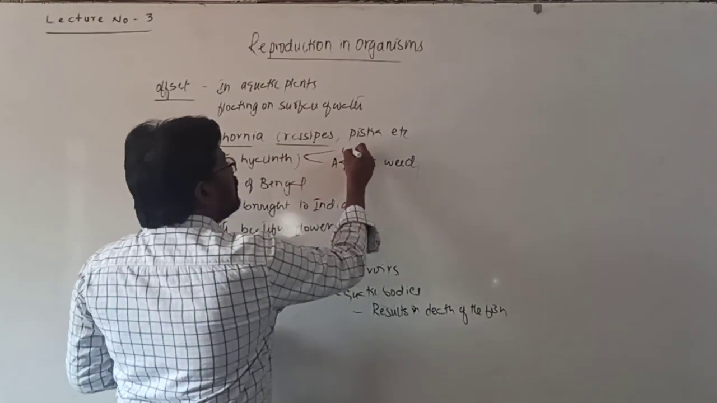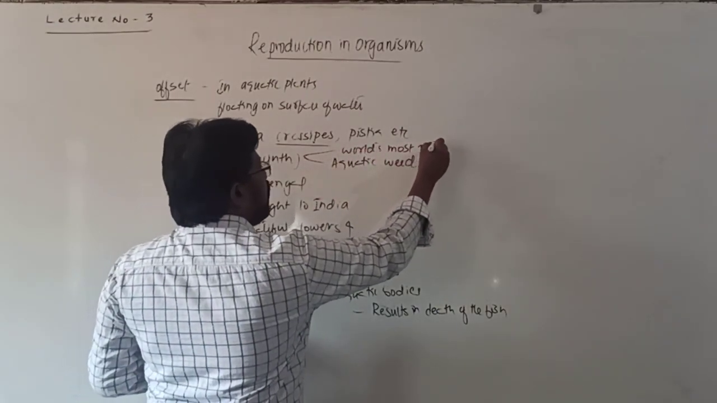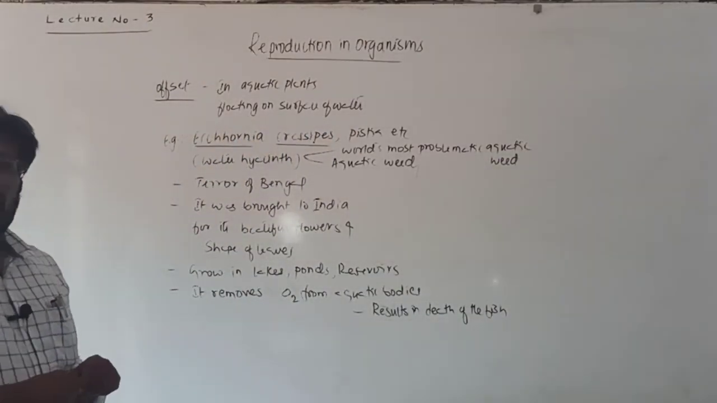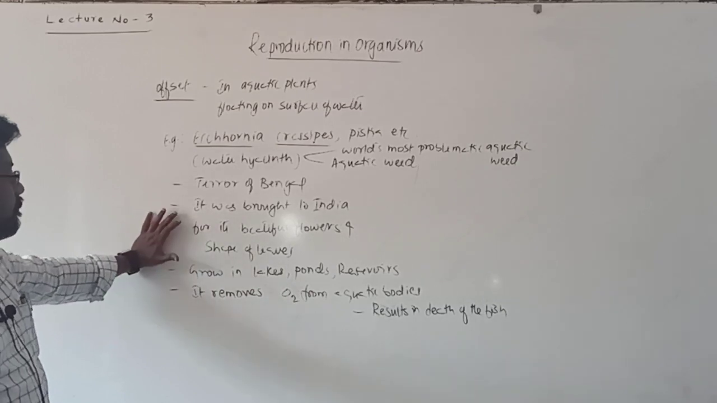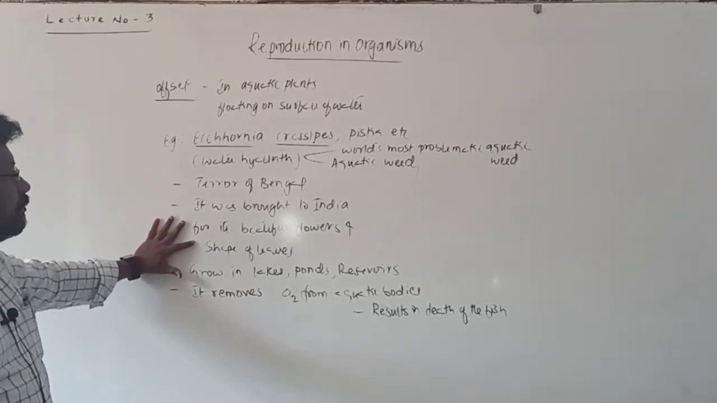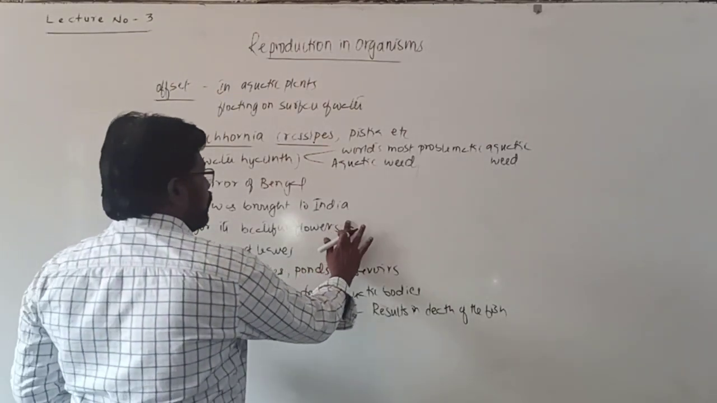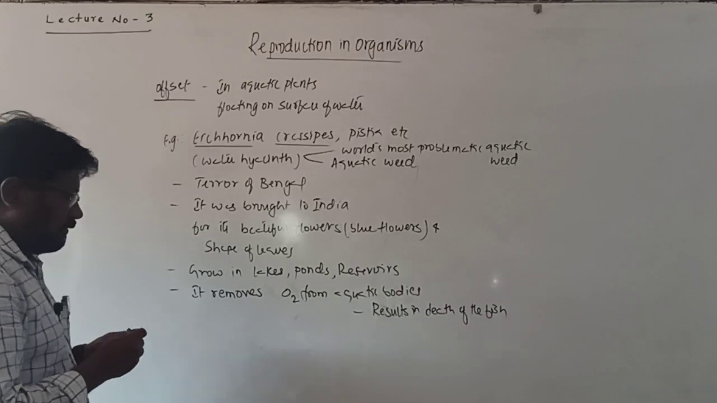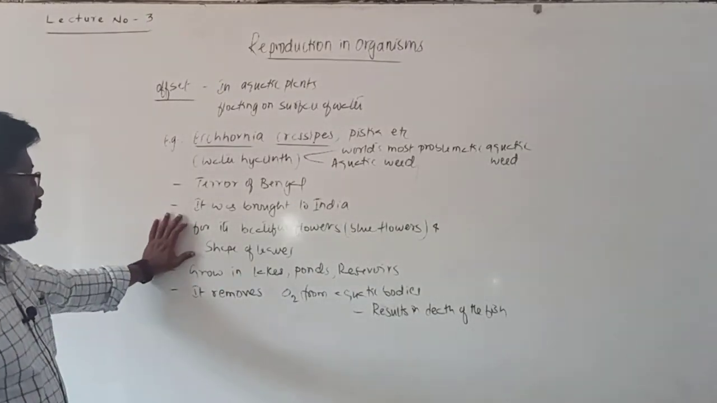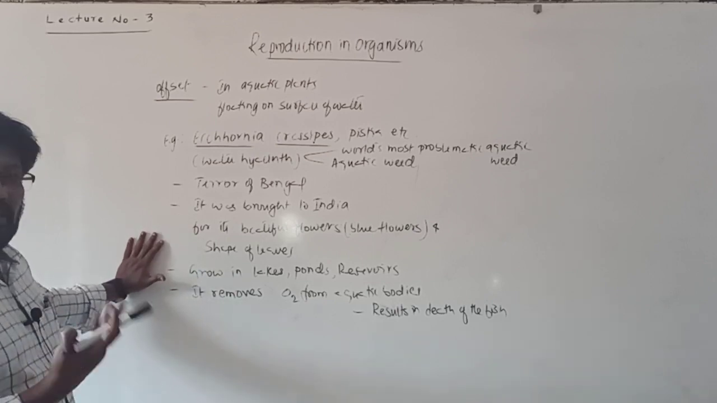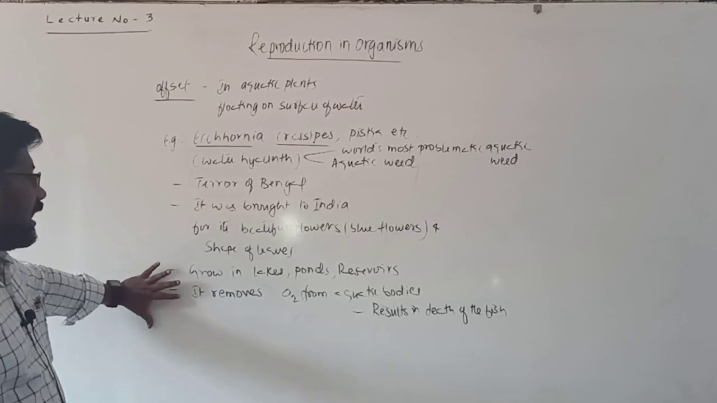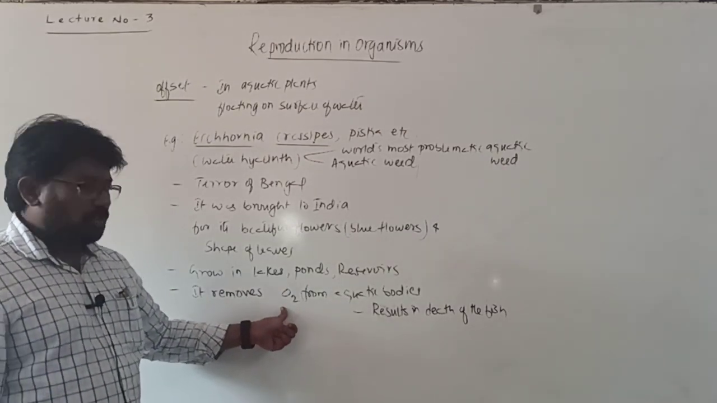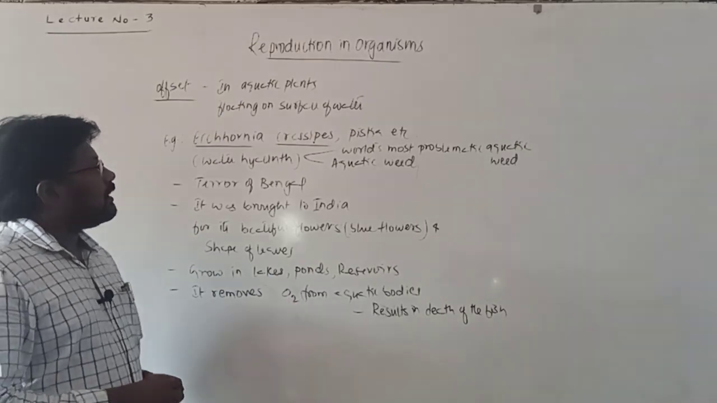So this is the world's most problematic aquatic weed. It grows very fast on aquatic water bodies, right? It was introduced to India due to its beautiful blue flowers, and also its very beautiful leaf shape. For this it was introduced in India, and as it's an aquatic weed, it started to grow very quickly. It also impacts aquatic water bodies by removing the oxygen, and because of that it results in the death of aquatic fishes.